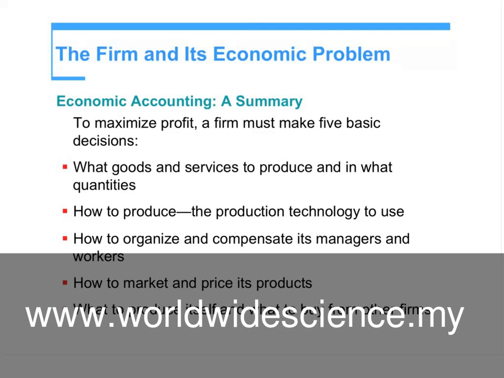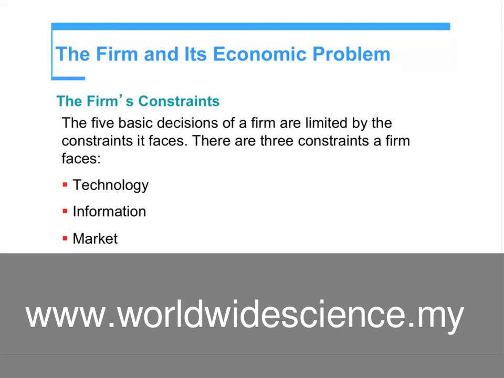So the firm's constraints. We talked about some limitations that firms have. The 5 basic decisions of a firm are limited by the constraints it faces, and there are 3 constraints that firms face. First of all, it's their technology.